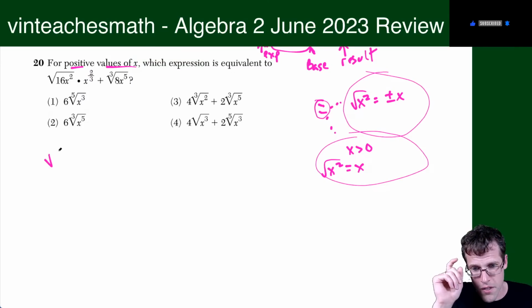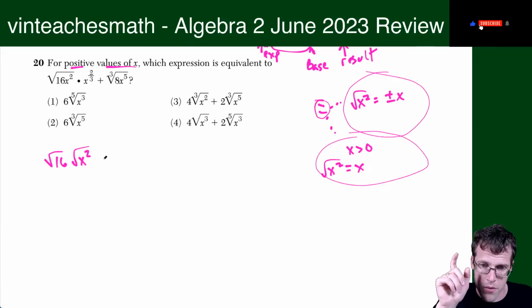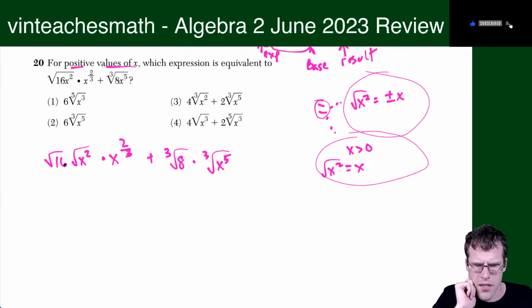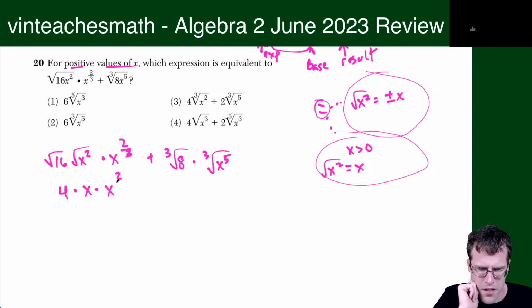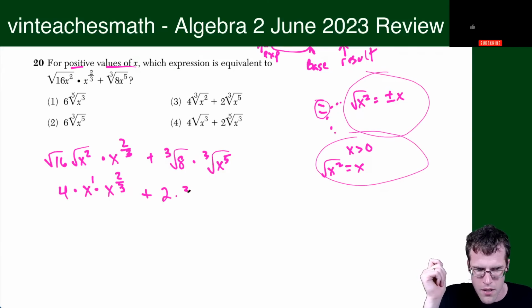So this is the same thing as square root 16 times square root x squared times x to the 2/3, plus cube root of 8 times cube root of x to the 5th. Just looking at this, square root of 16 is 4 times x to the 2/3. And this is x to the 1st. So plus the cube root of 8 is 2, because 2 times 2 times 2 is 8, times cube root of x to the 5th.